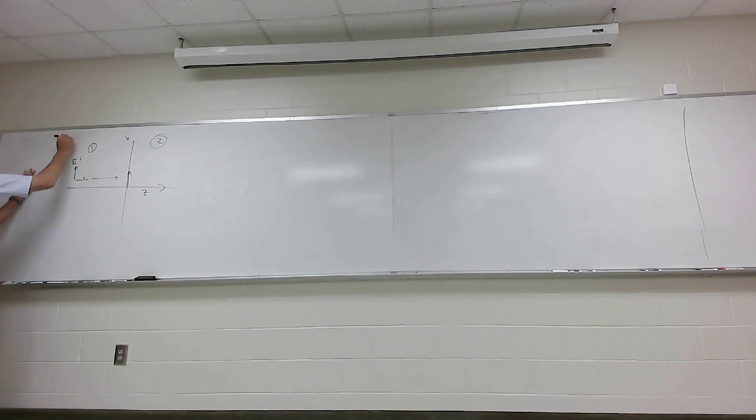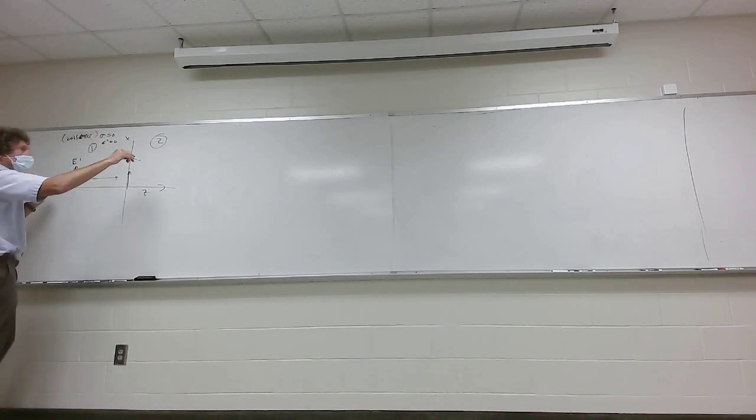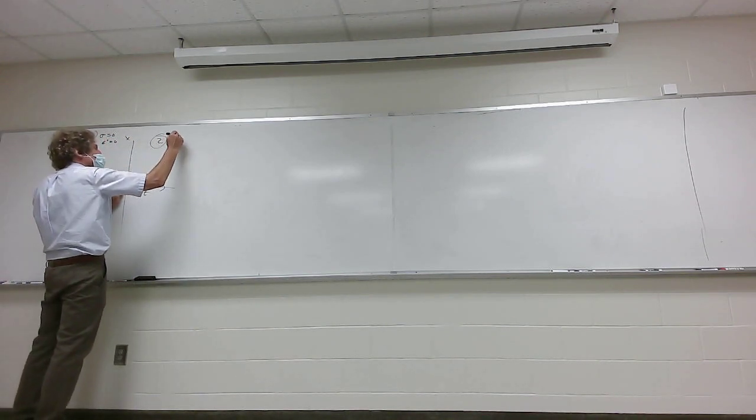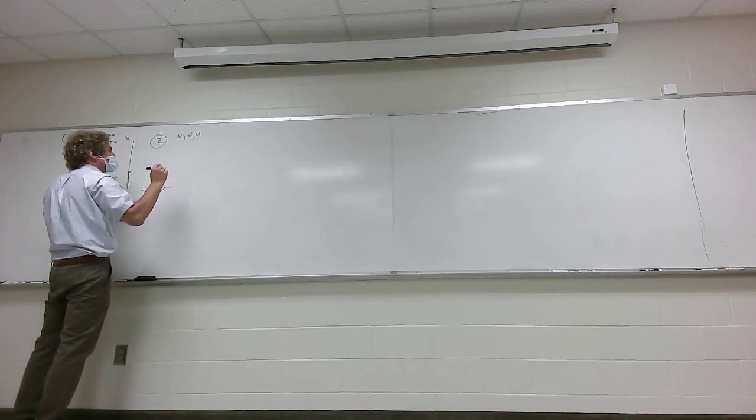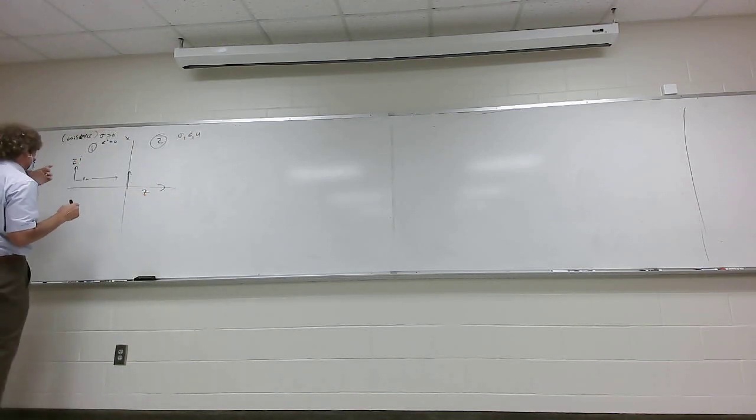This has to be lossless or else we're going to have problems. That means sigma 0 and epsilon double prime is there. And here we can have some loss. We can have some sigma, some eta, some mu that is not free space, but it doesn't matter.